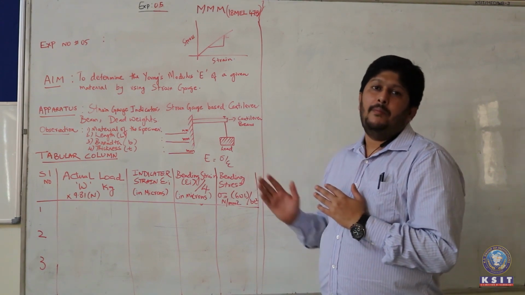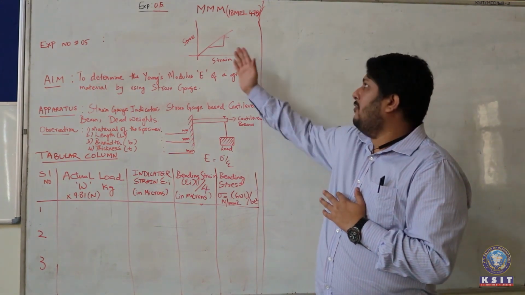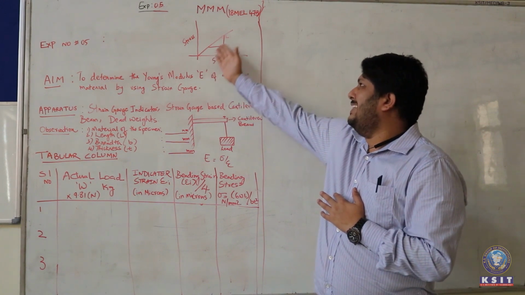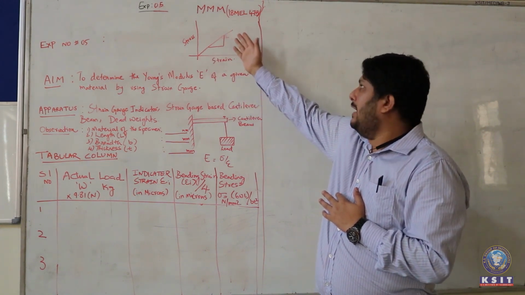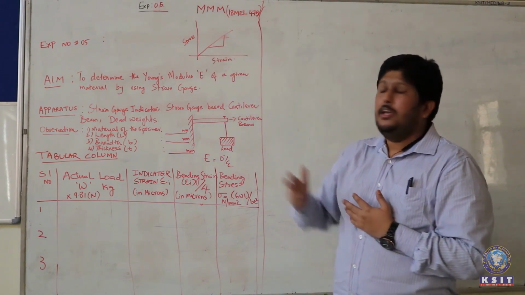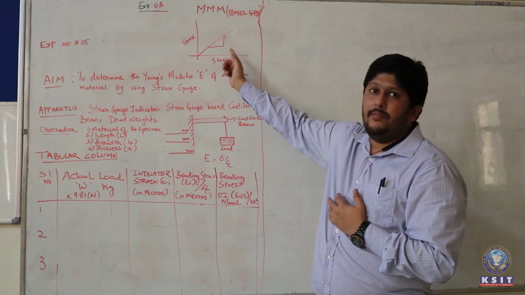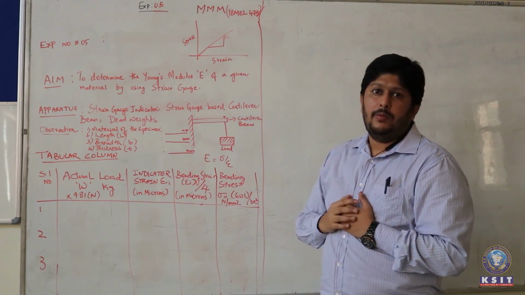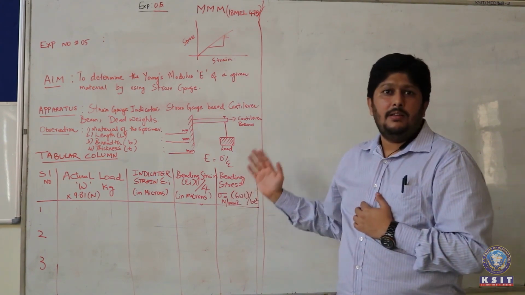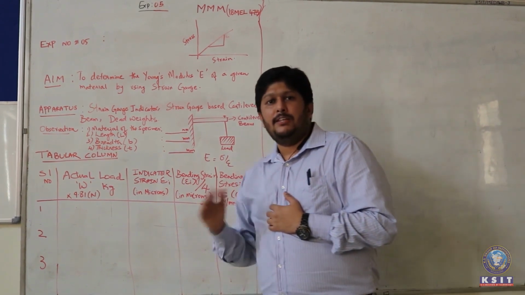And Young's modulus can be determined by plotting a graph of stress versus strain. You get a linear line and you take any two values based on your scale. You draw two lines, a horizontal line and a vertical line, and then you find out the slope. So this is the theoretical part. Let's move to the experimental part.